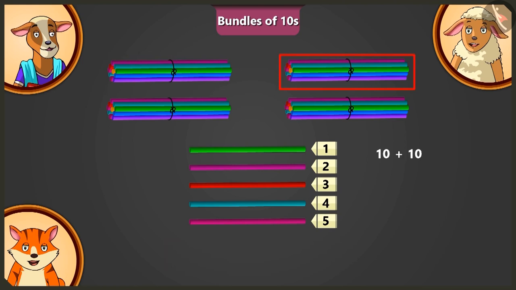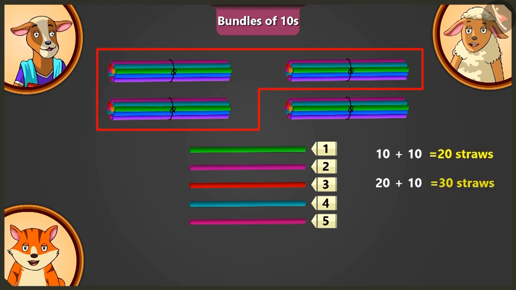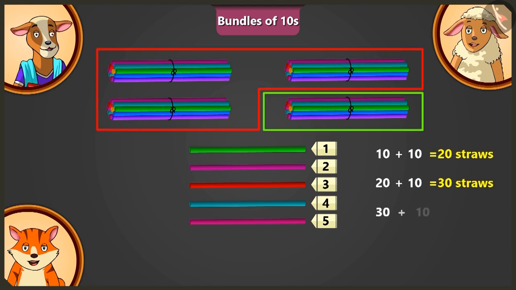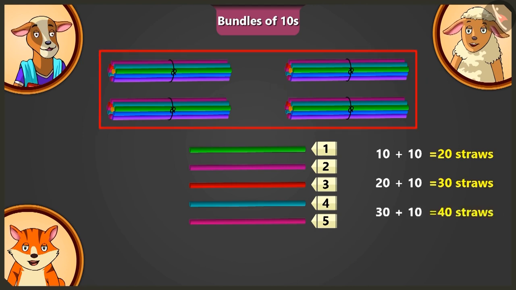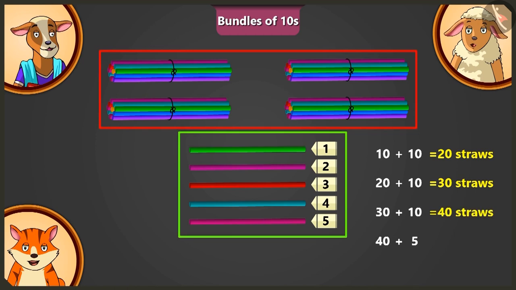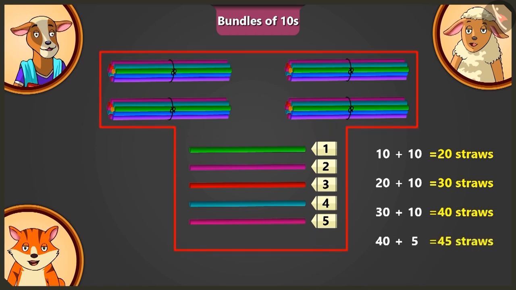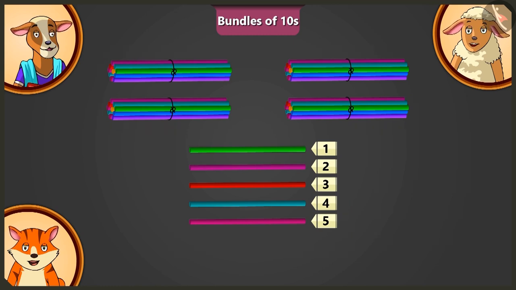Adding 10 and 10, 20. Adding 10 to 20, 30. Adding 10 to 30, 40. Adding 5 to 40, so there are 45 straws in total. Oh wow, these are all the straws I need.